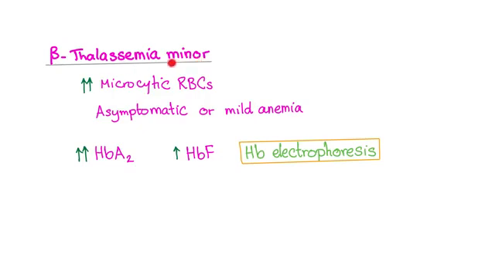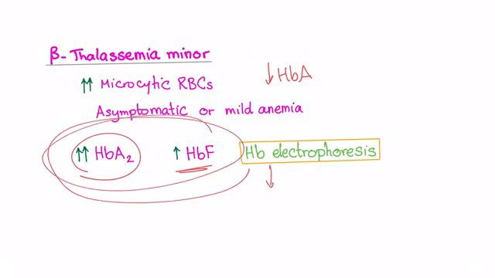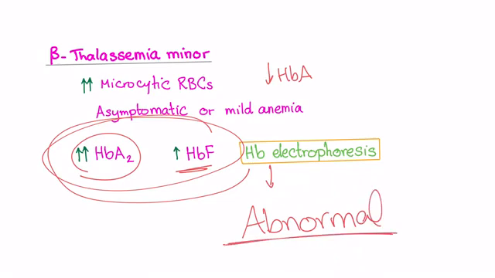Beta thalassemia minor, it's minor, so it's either asymptomatic or there is minor anemia. So what will happen to the normal adult hemoglobin A? It will slightly decrease. Hemoglobin A2 will increase. Hemoglobin F will slightly increase. So hemoglobin electrophoresis will show this. So hemoglobin electrophoresis in beta thalassemia minor is abnormal. Contrast that with the minor form of alpha thalassemia called the alpha thalassemia trait. You remember trait, where the hemoglobin electrophoresis was completely normal.